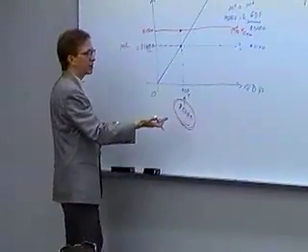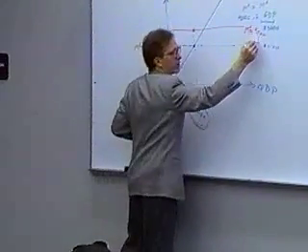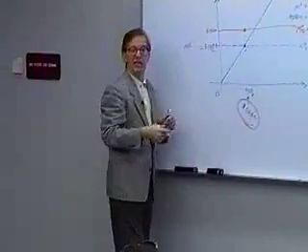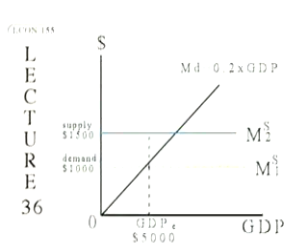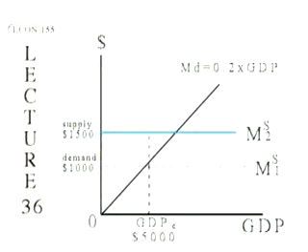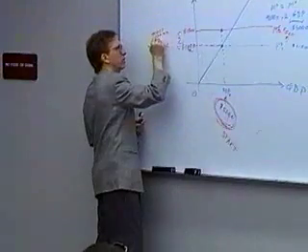Money supply and money demand are not equal. All of a sudden, money supply went up, and there's an inequality. At the original GDP, where we start here, money demand is 0.2 times $5,000, which is $1,000. Money supply is $1,500, so we have excess money balances.